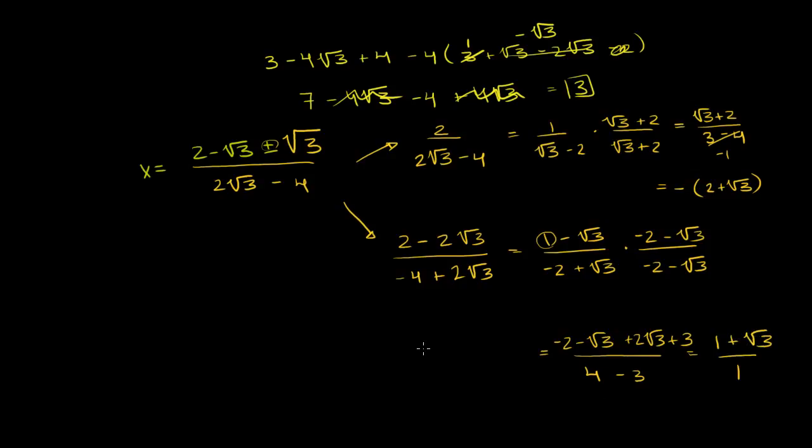So our two possible, this is kind of exciting. This was an unbelievably hairy problem. And if any of y'all know a faster way to do this problem, let me know. I've thought a lot about it. Doesn't seem like there is a faster way to do this problem. But my possible x values are negative 2 plus square root of 3 or 1 plus the square root of 3.